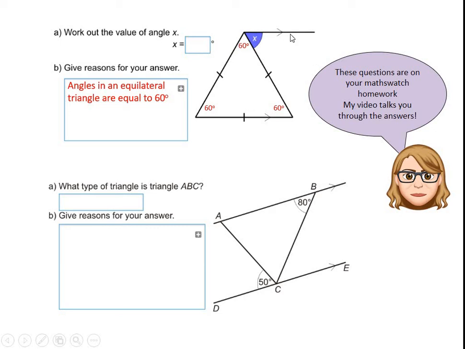I then need to recognise another angle. These lines here are parallel, so I'm looking at an alternate angle that we've looked at previously in class. Alternate angles make a Z shape, and the angles within those Zs are equal, so x will also be 60 degrees. The reason is alternate angles are equal, so x is 60 degrees.